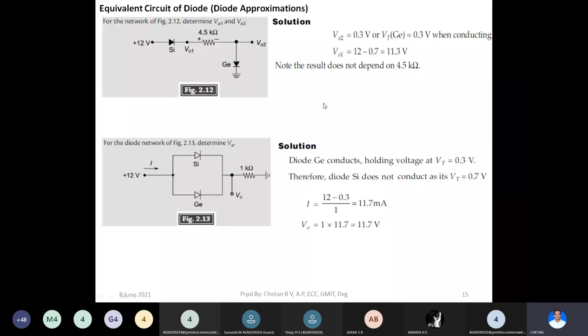One more important thing to note in this problem is that the 4.5 kilo ohm resistance doesn't have any significance in calculating either V01 or V02. Now let us start with this problem in today's class. This was not discussed in the last class.